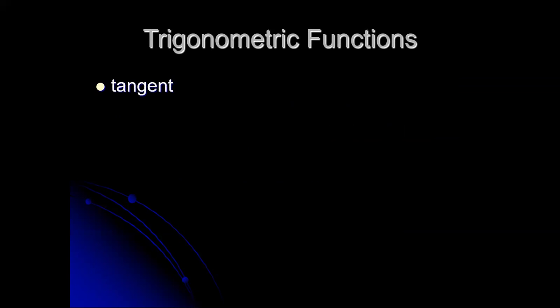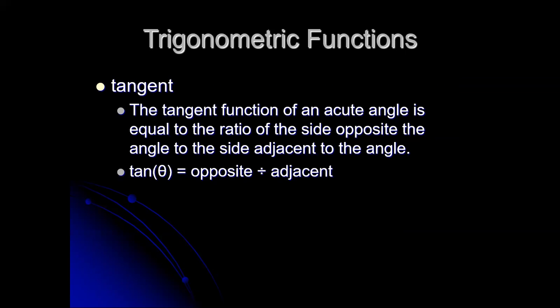And then we got the tangent. Practically speaking, we don't use the tangent directly. We tend to use the tangent backward. We tend to use the tangent when we want to figure out the angle and not when we want to figure out a side. And we'll see how that works here in a bit. But tangent is defined as opposite to adjacent. So it's our opposite side over our adjacent side. It's the only one of the trig functions that doesn't involve the hypotenuse. So those are our three trig functions.